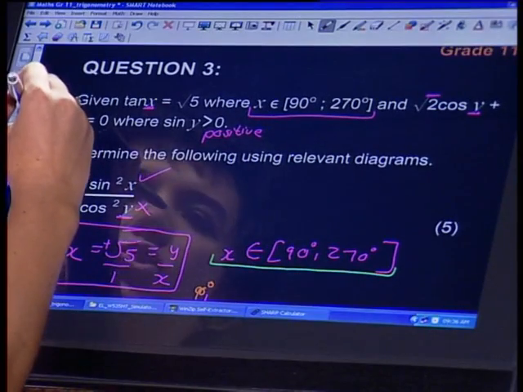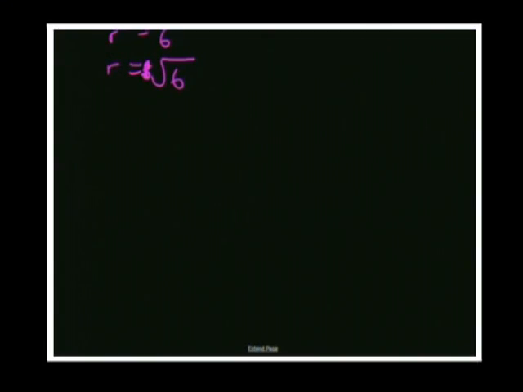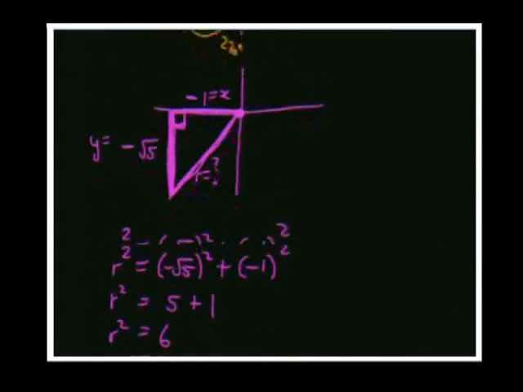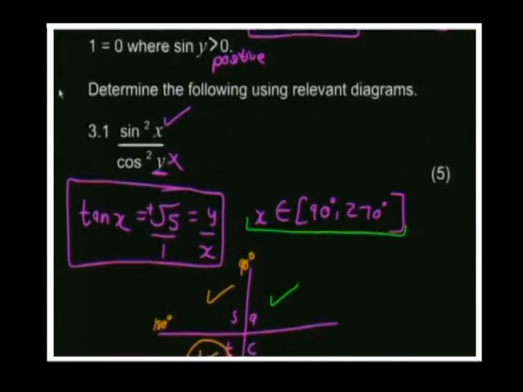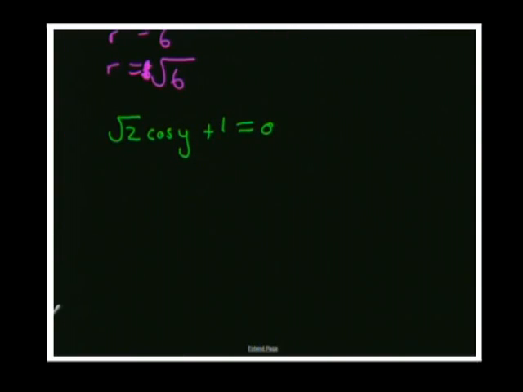So let's look. What did they give for y? They gave square root 2 cos y. I'm just going to write that down for us here. I'm going to use a different color. Square root 2 cos y, I think it was plus 1 equal to 0. Let's just go check quickly. Plus 1 equal to 0, and sine y must be bigger than 0. Sine y must be bigger than 0, and I know sine must be positive. That's what they mean there.